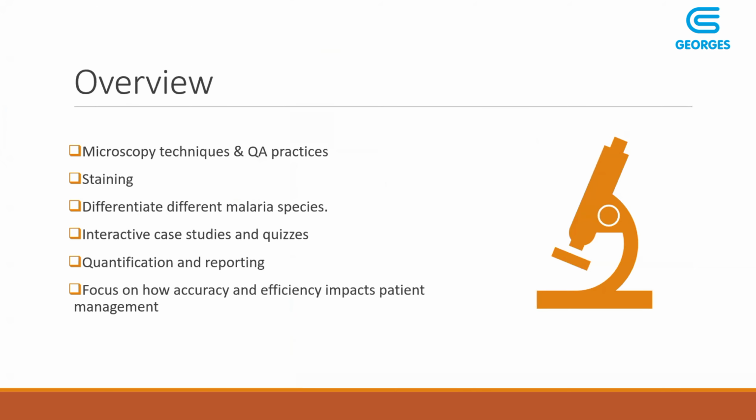So today we are going to see microscopy techniques and quality assurance practices. We are going to have a look at staining techniques. We are going to be able to differentiate different malaria species and different stages. We are going to have interactive case studies and quizzes so that we can learn more. And then we are going to see how we do quantification and reporting of malaria. And then we are going to see how accuracy and efficiency of malaria diagnosis impacts patient management.